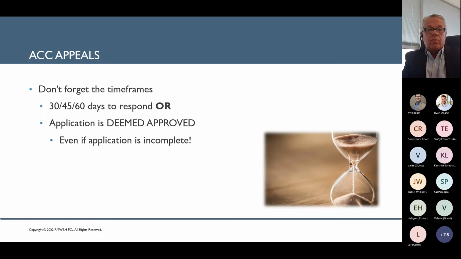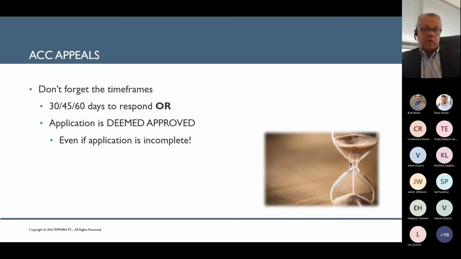So the important thing, going back to the ACC applications, is to remember that your restrictions likely have a time frame in which you have to respond. It's typically 30 days, but we've seen 45 days, we've seen 60 days. And if you don't respond to that application within that time period, a lot of restrictions say that it's deemed approved. And that's even if the application is incomplete. I want to touch on that a minute.